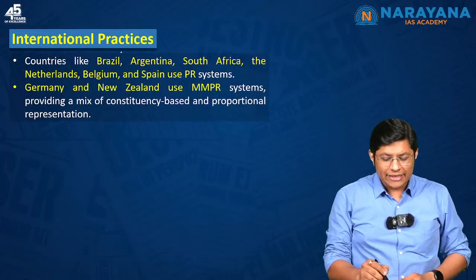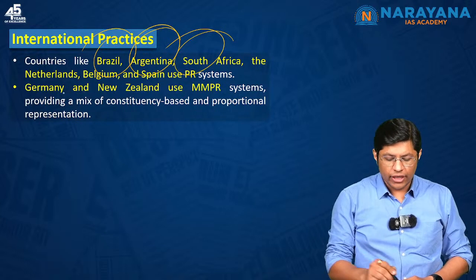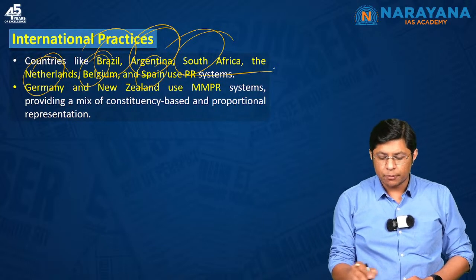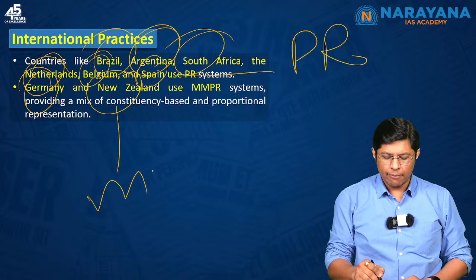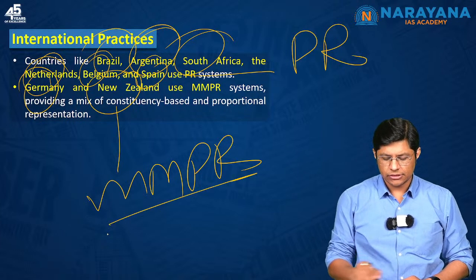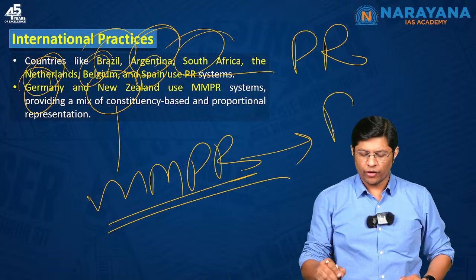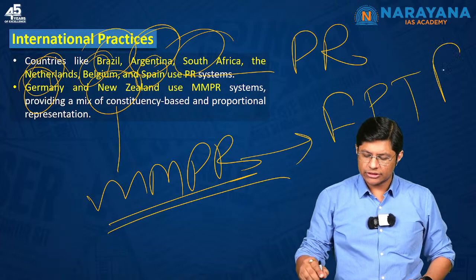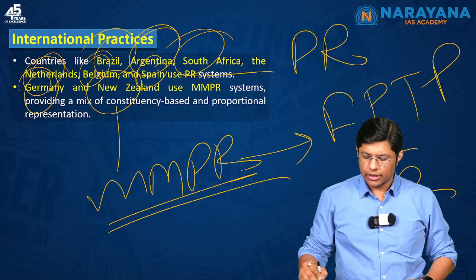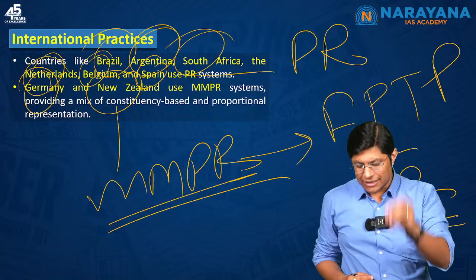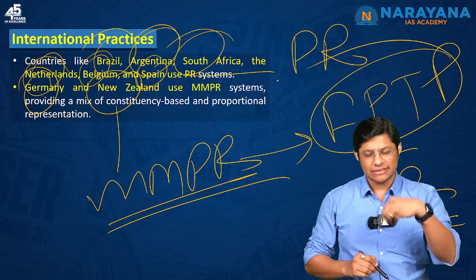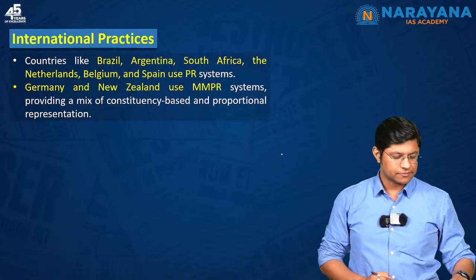Now countries like Brazil, Argentina, South Africa, Netherlands, Belgium, Spain, they use the proportional representation system. Germany and New Zealand use the MMPR system. MMPR is a mix of the first past the post system plus the proportional representation system, which means some seats will be contested as per this system and some seats as per the PR system.